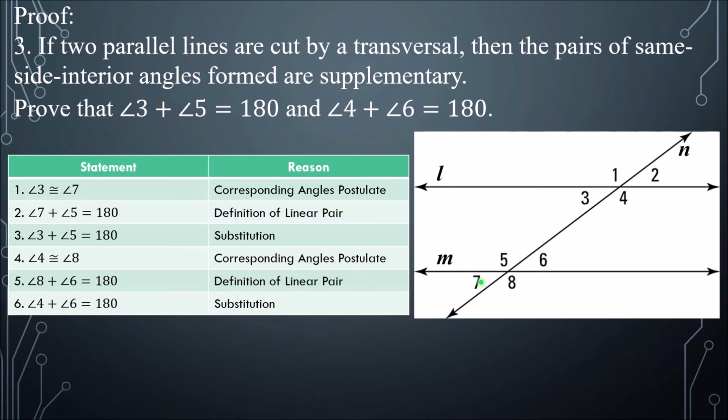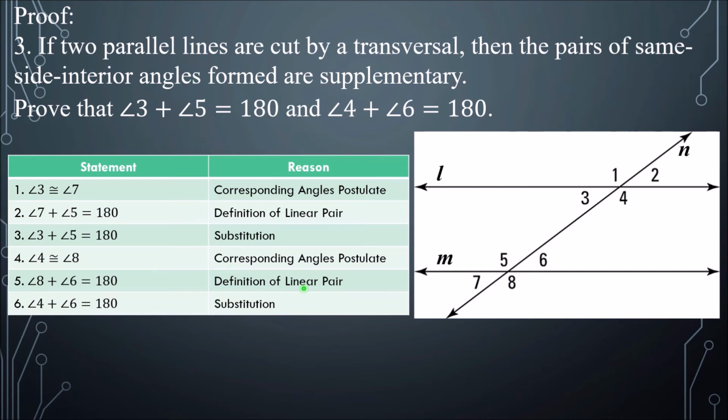So two angles that form a line is called linear pair. And linear pair is a pair of angles that is supplementary. Meaning to say the sum of the two angles is 180. So angle 7 and angle 5 is equal to 180. So definition of linear pair. Now we substitute this 7 by 3. So angle 3 plus angle 5 is equal to 180 by substitution. So we prove the first part.